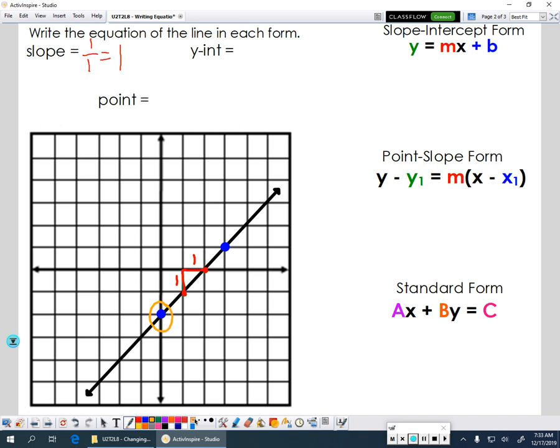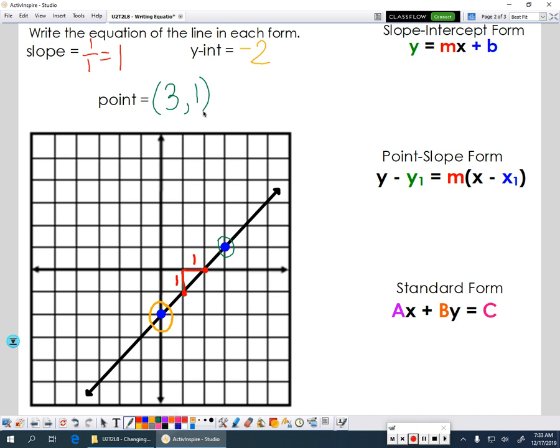-2. And then finally, the last thing that's going to be helpful for me when I'm writing this equation, if I want point-slope form, is I need just a point. So I'm just going to take any point that's on this graph. I'm going to find its ordered pair. And so this ordered pair has coordinates of (3, 1).